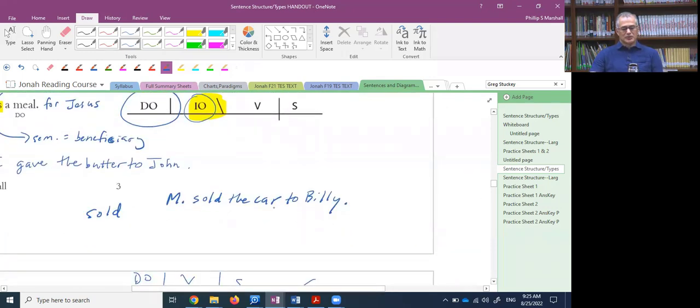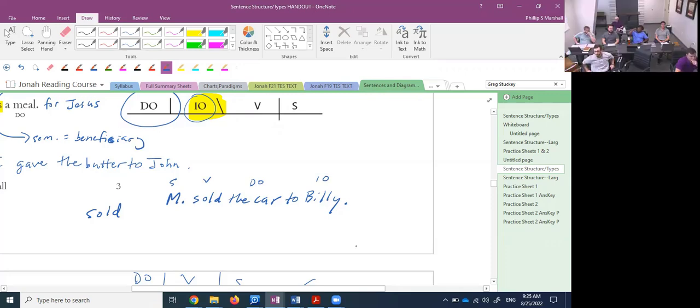So Mike sold the car to Billy. Mike's the subject, right? Sold is the verb. What's the car? Direct object, good. And is to Billy, on my understanding, an indirect object or not? It is. By virtue of this activity, Billy comes into possession of a car, so he is the recipient of that.